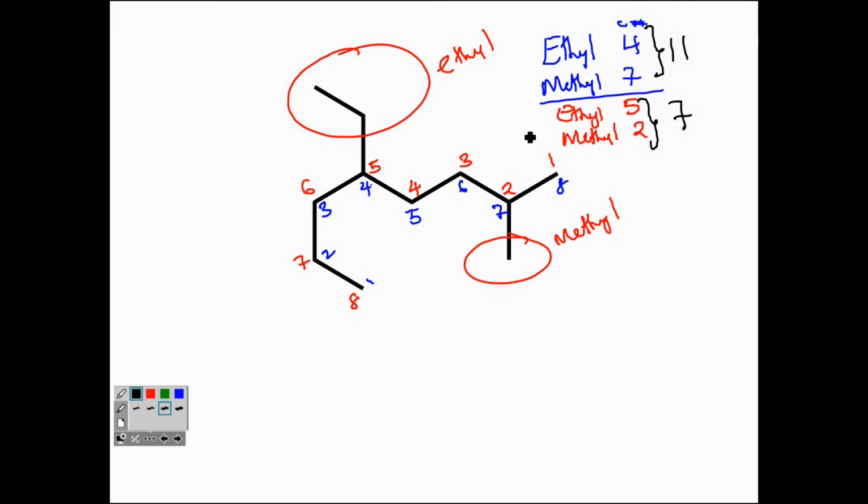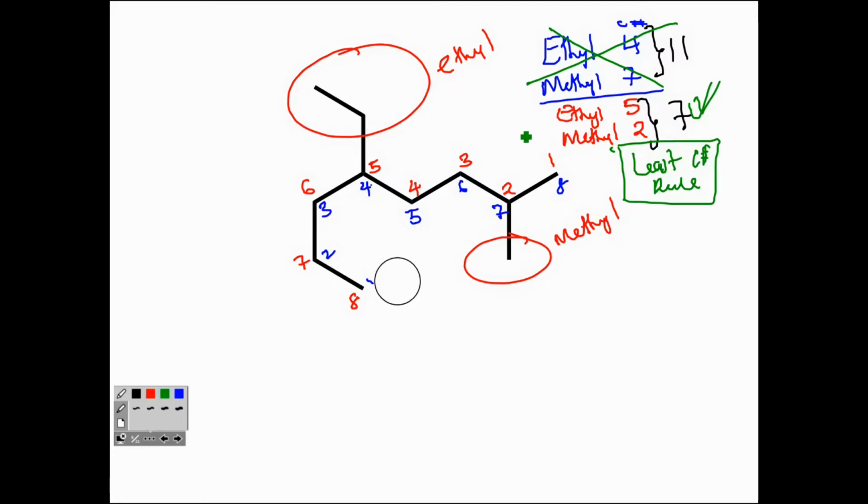So using the least carbon number rule, we find that this is the correct set and this is wrong. So we need to adapt the numbering in red. So all these guys are wrong in blue.